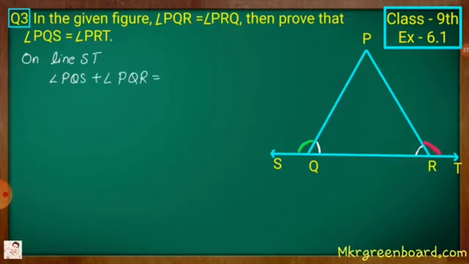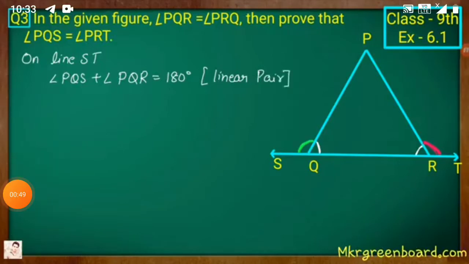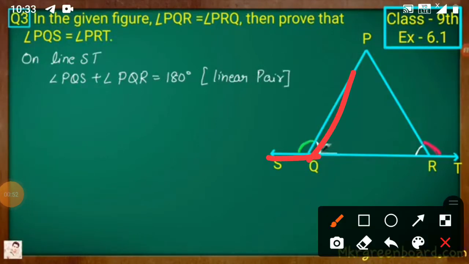First of all, angle PQS plus angle PQR equals 180 degrees because both of them are a linear pair of angles. We'll see the diagram here. Both of them are a linear pair of angles. Angle PQS plus PQR equals 180 degrees.